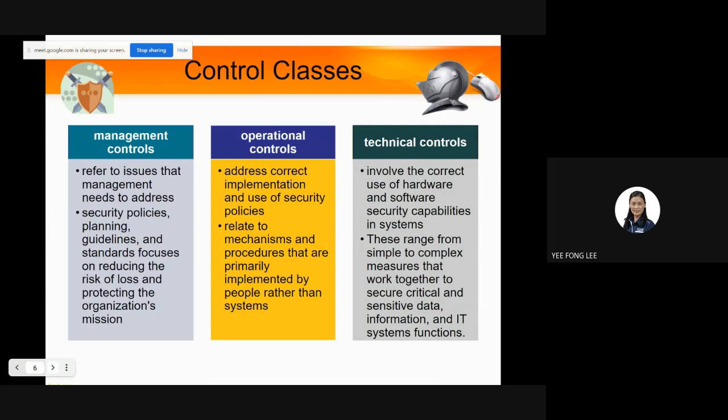The other part is technical control. Here it involves the correct use of hardware and software security capability in the system, and the range covered is from simple to complex measures. All these work together to secure the organization's sensitive data and information, as well as the IT system functions.